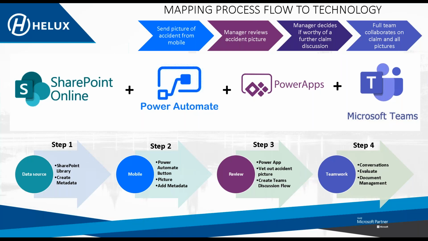Step 2, from the mobile app, we're going to create this Power Automate mobile button. And from the Power Automate mobile app, they're going to take the picture and add the metadata. Step 3 is we're going to create a Power App, which shows all the accidents that have happened across all the appraisers, so the manager can vet that and decide if there is a further discussion needed.